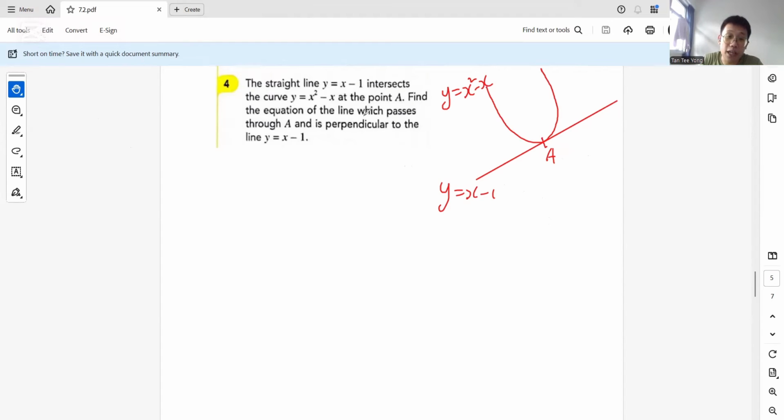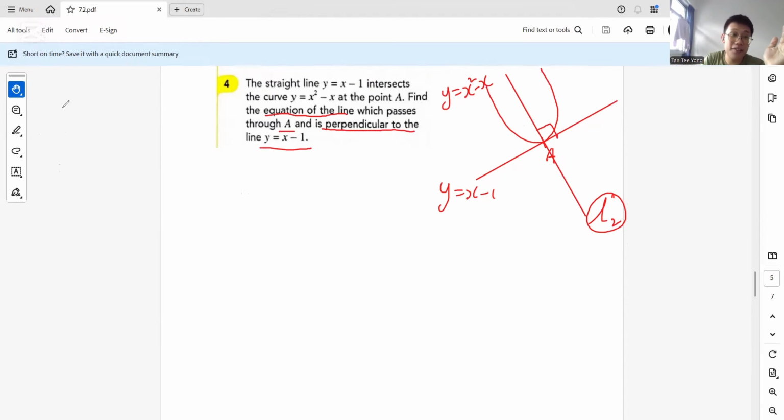So find the equation of the line which passes through A and is perpendicular to this line over here. That means I need to draw a perpendicular line that cuts through A like that. They are finding this line, and I'm going to label this as L2. They want this line.